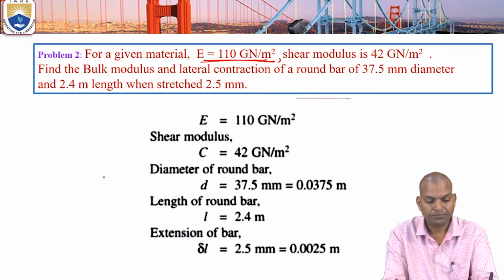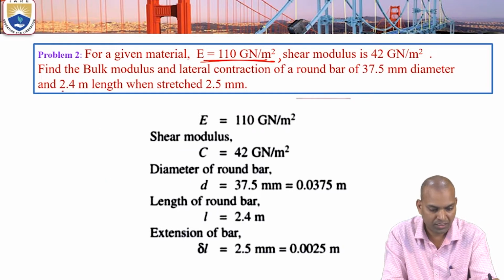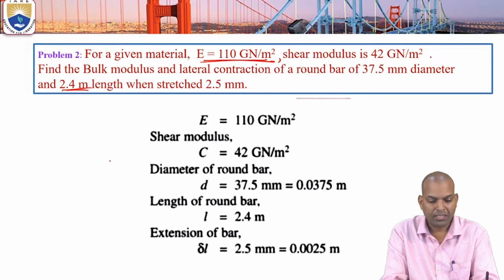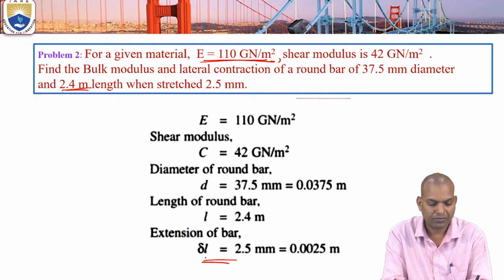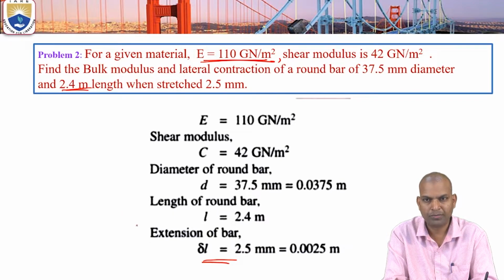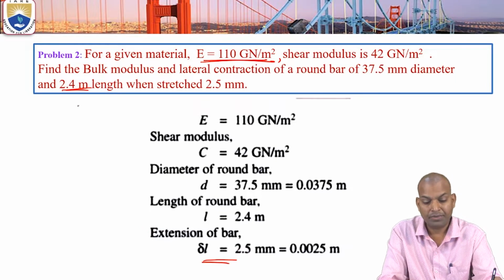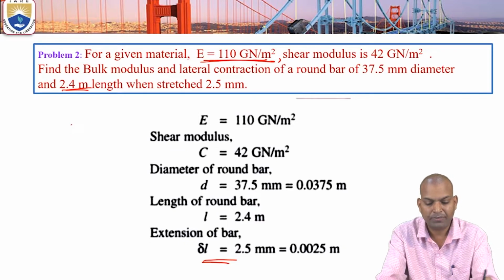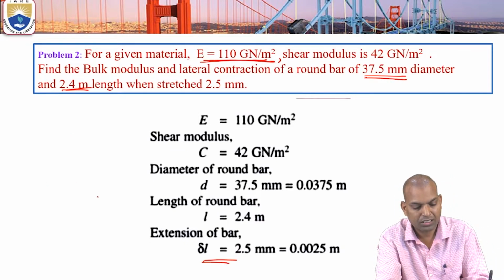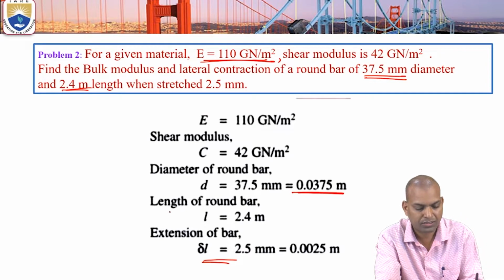The length of the bar is 2.4 meters. When it is stretched, that is delta L, it is 2.5 millimeters. Convert into meters: 2.5 into 10 power minus 3, that is 0.0025 meters. And the diameter of the round bar is 37.5 millimeters. Convert into meters: 37.5 into 10 power minus 3, that is 0.0375 meters.